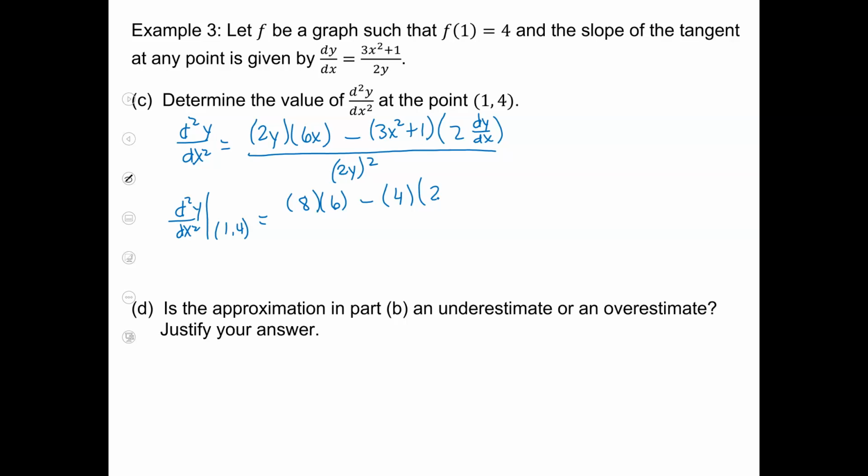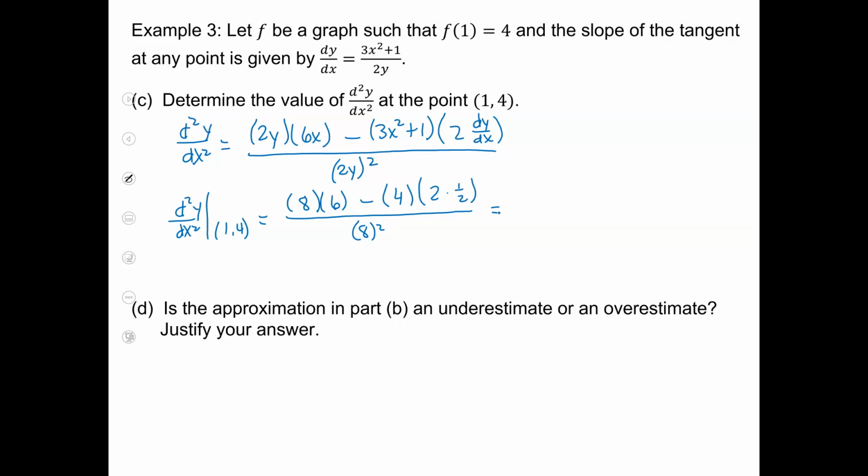1/2. Okay. How do we know we put in 1/2? We calculated that in part A. dy dx at the point 1,4 was calculated in part A when we wrote the equation of the tangent line, and we've already determined that dy dx at the point 1,4 is 1/2. Okay, so this becomes 2 times 1/2 all over 2 times 4, which is 8, so over 8 squared.